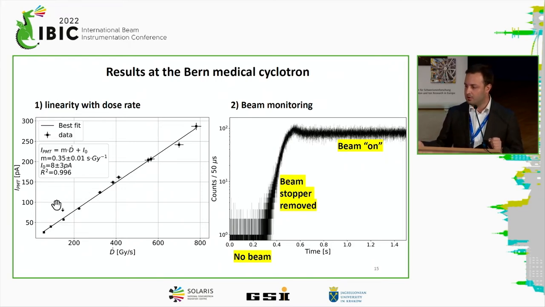Then the second plot on the right here shows the beam monitoring. So basically, we have the counts with a time bin of 50 microseconds for a time window of 1.5 seconds. And in this plot, we had for the first 300 milliseconds no beam. Then we delivered the beam by putting up the pop-up probe, or the beam stopper, which is placed at the center of the cyclotron. And then we had the beam on for the other 1 second.